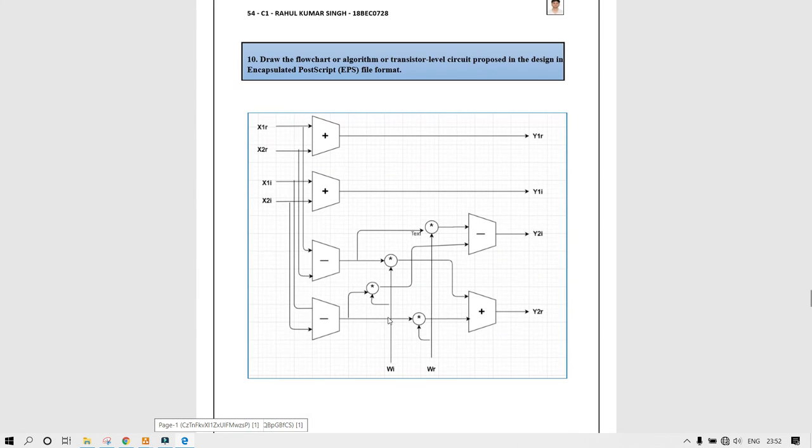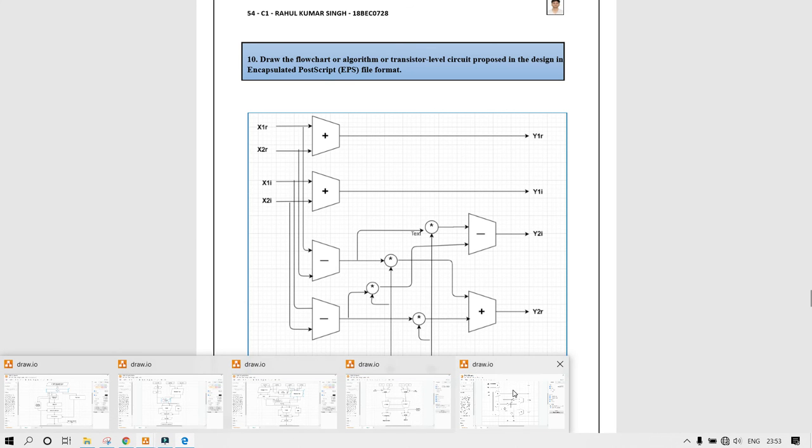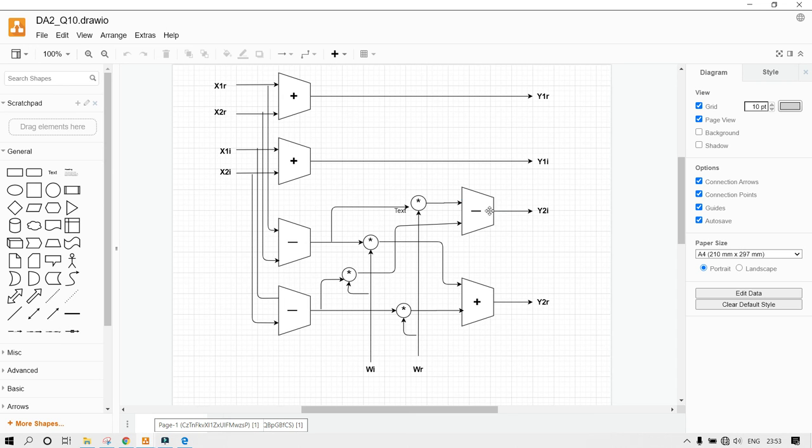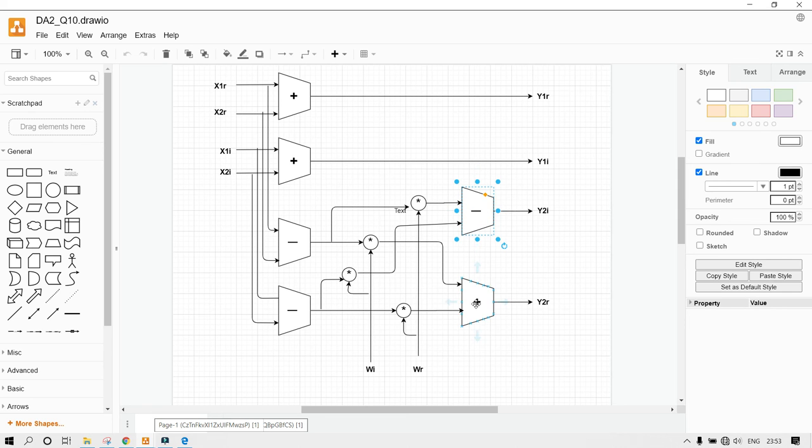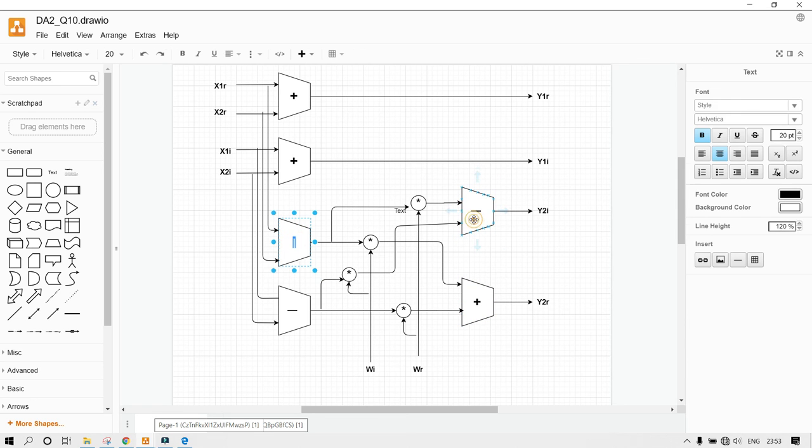Moving to the last question, which is to draw the flowchart or algorithm or transistor level circuit proposed in the design. So here is the diagram, the transistor level circuit proposed in the architecture, and it is drawn again with draw.io. For verification, here is the diagram drawn in the software, and again it's editable, which can be clearly seen.